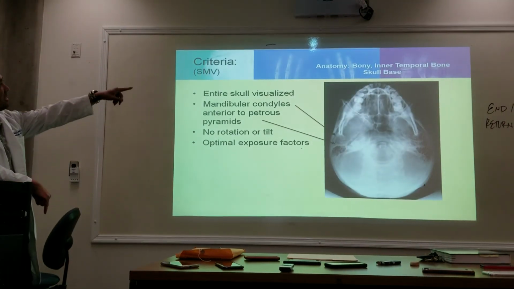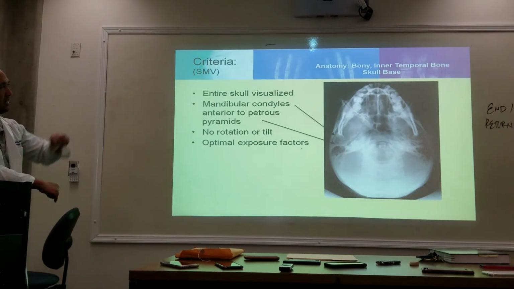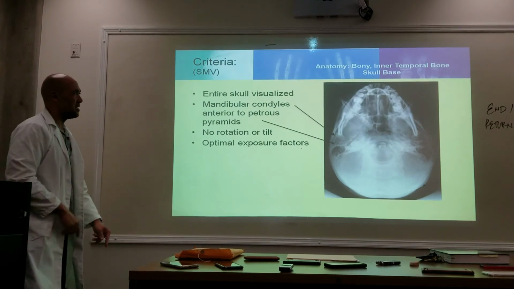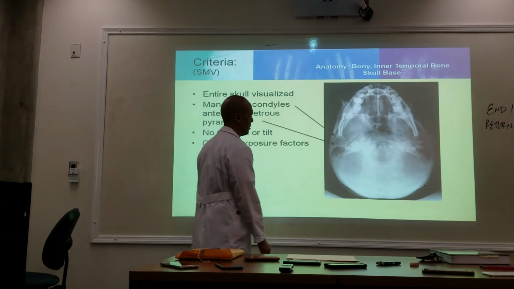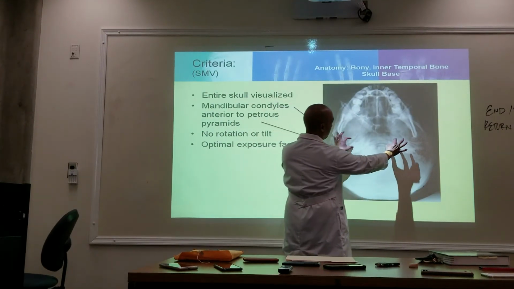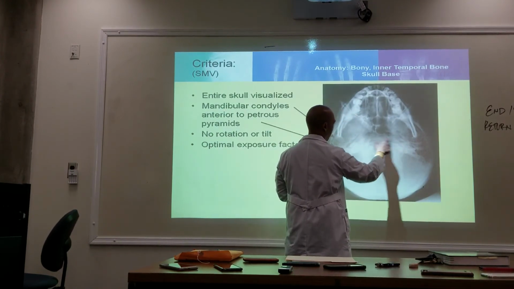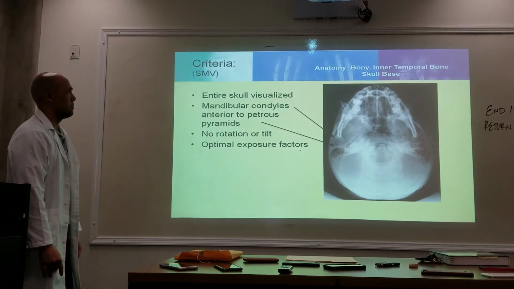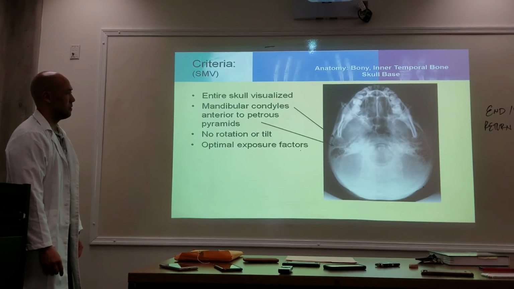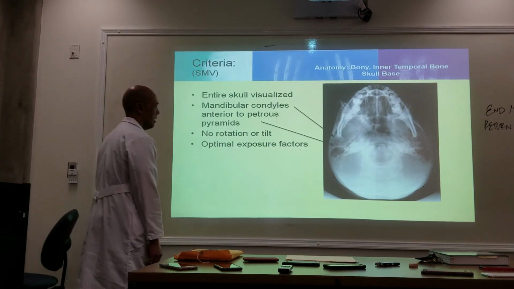So the purpose of this SMV, submental vertex projection, you guys don't have this on your slides, is to assess the bony intertemporal bone. So we are looking at these, your petrous ridges right here. So this is what we are looking at. Okay, so the bony intertemporal bone and also the base of the skull.